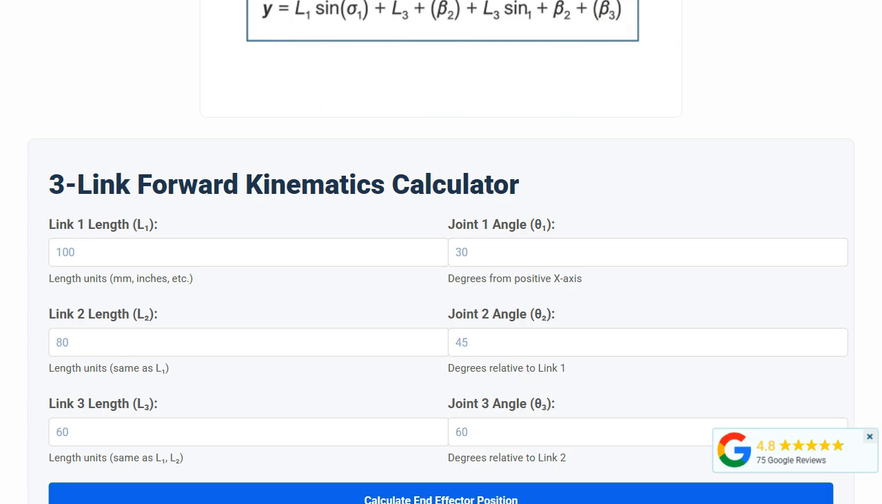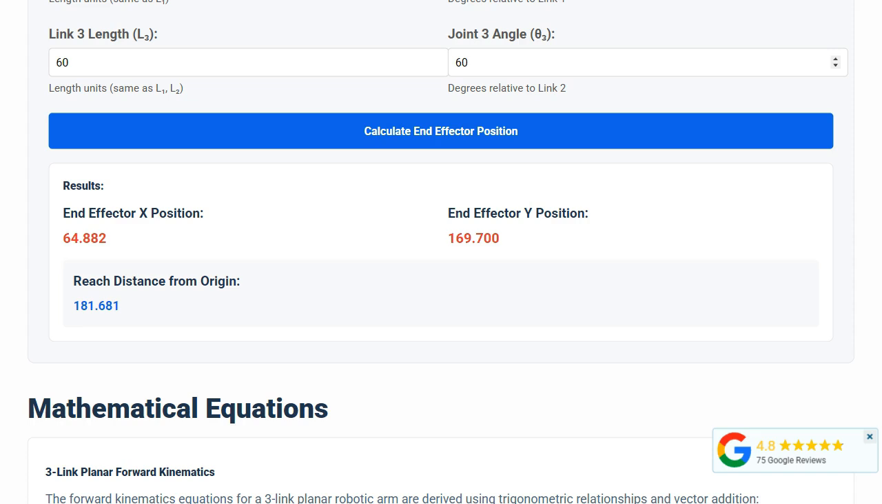The formula calculates x position as L1 times cosine of theta 1, plus L2 times cosine of theta 1 plus theta 2, plus L3 times cosine of all three angles combined. The y position uses the same structure, but with sine functions.